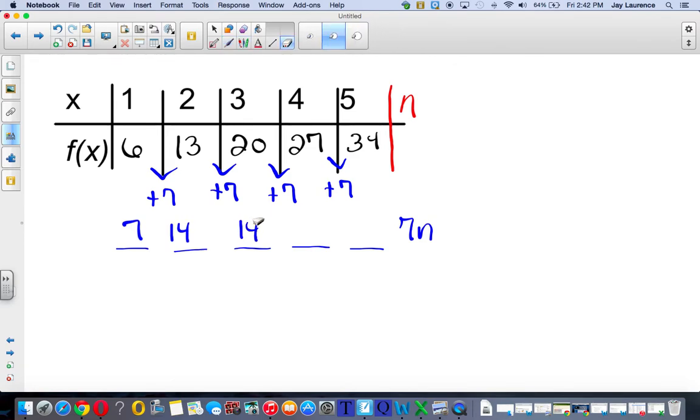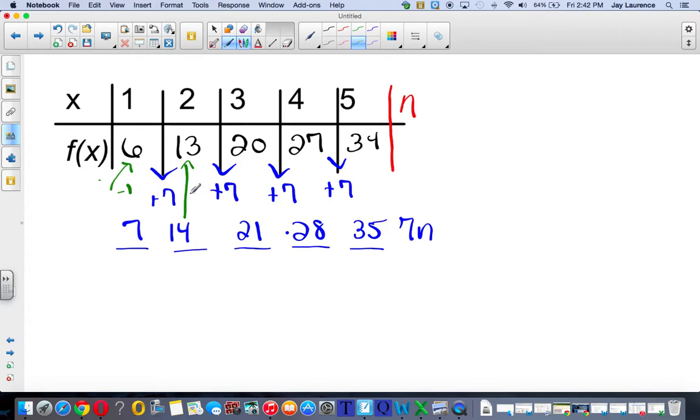Oops, silly me. Sorry about that. 21, 28, 35. Now I compare them, the blue line to the black line, the n line to the output line, the f of x line. And I notice that I'm 1 too many. So I have to subtract 1. 14 into 13. On the second piece of data, I am 1 too high. I have to subtract 1.